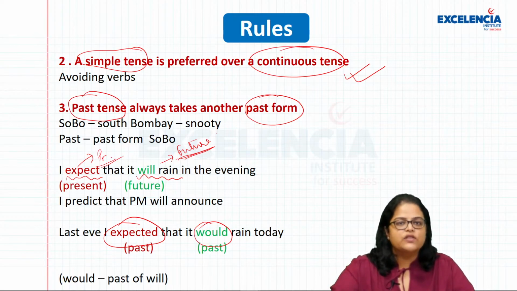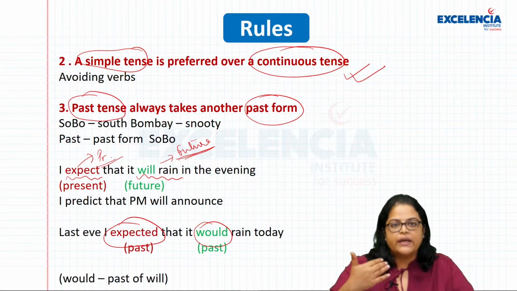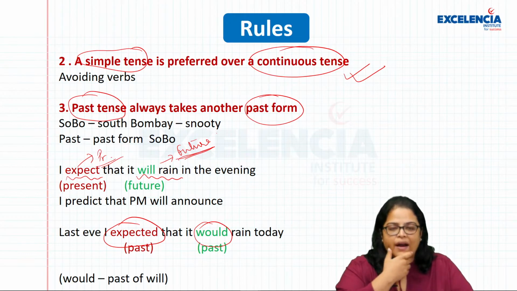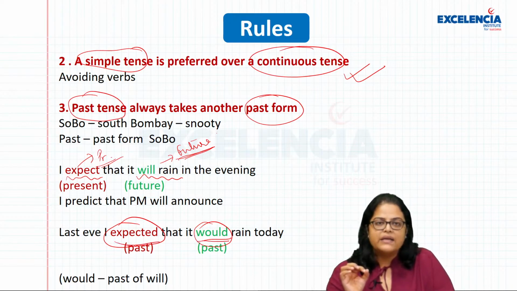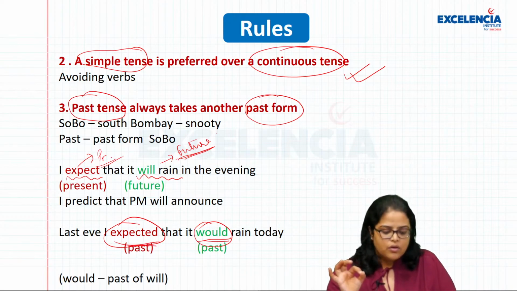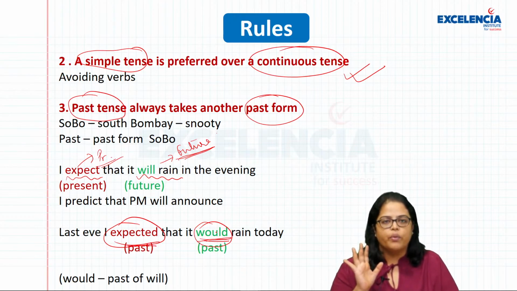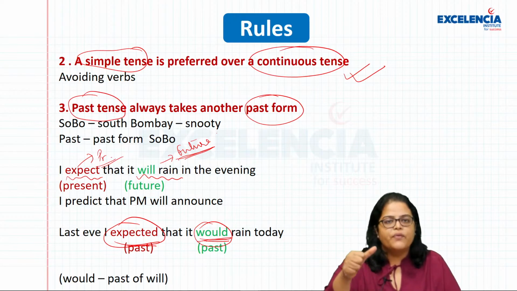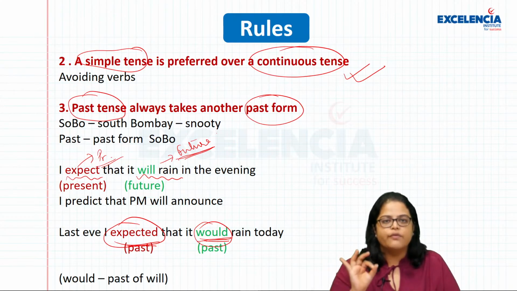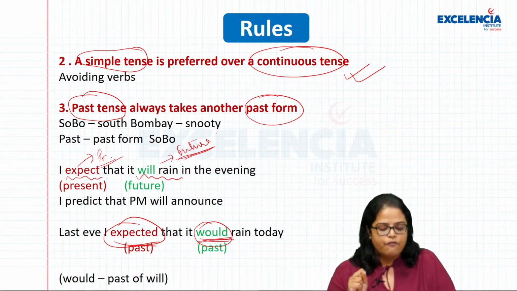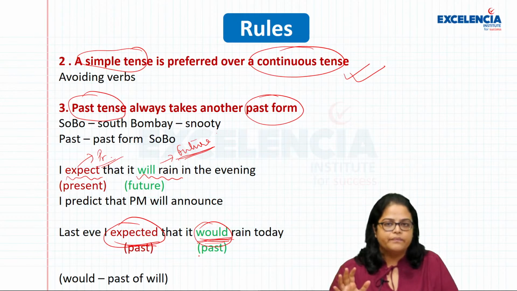I predict that the stock markets will rise. So I'm predicting today that the stock markets will rise for the future. But last March, I predicted that the stock markets would rise. So I cannot use a will there. I'm using a would. And I like to say that my past tense is super fussy. It will only take another past tense along with it. So present can sometimes hang around with the future tense, but past tense, no way. It will always take another past tense, and would is nothing but the past of will.